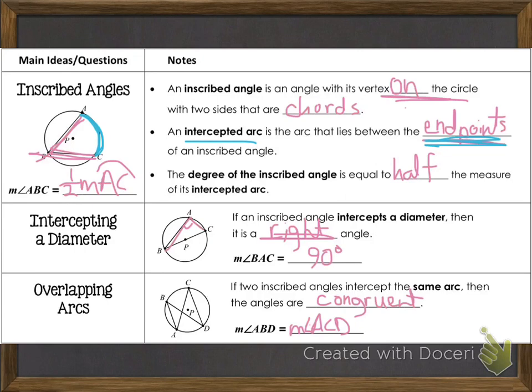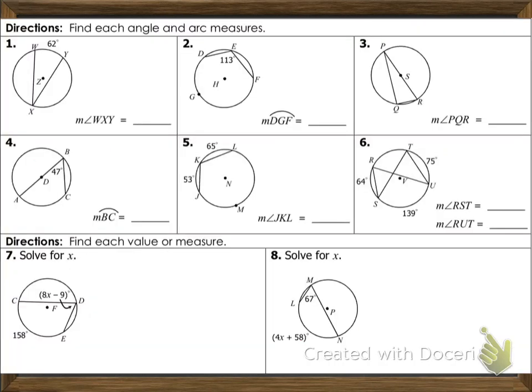If you have arcs that are overlapping, so if two inscribed angles intercept the same arc, then those angles will be congruent. If we have ABD, that angle right there, it's going to be equal to ACD because they are sharing that same arc of AD. Okay, let's do a few examples together.